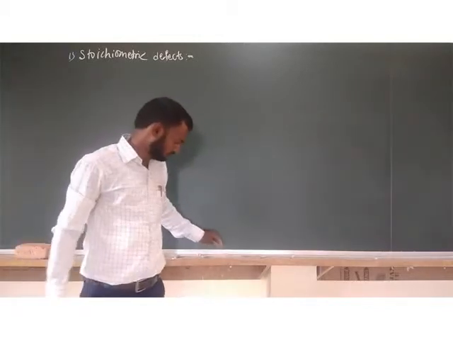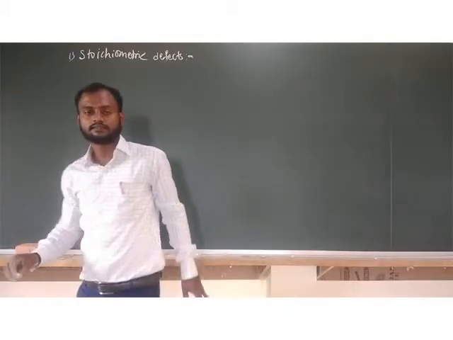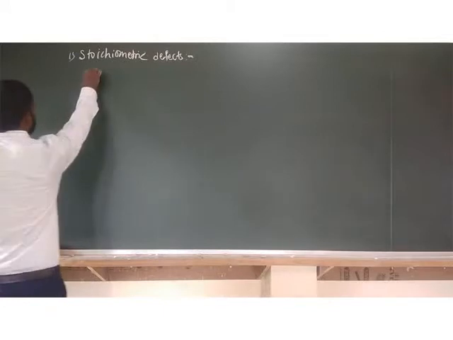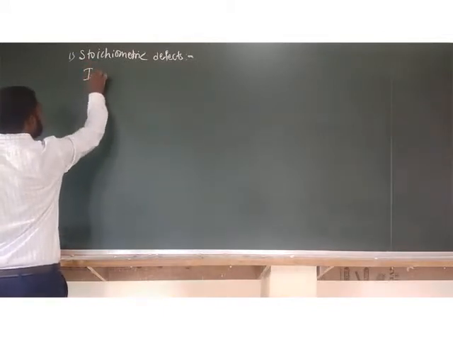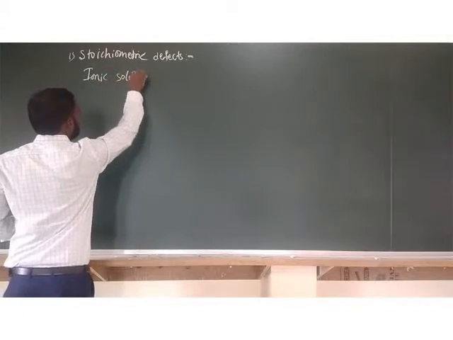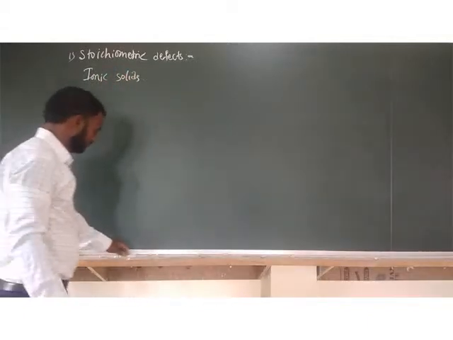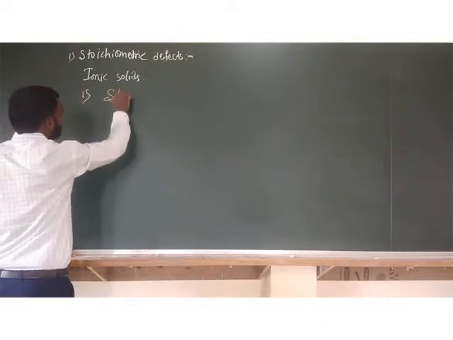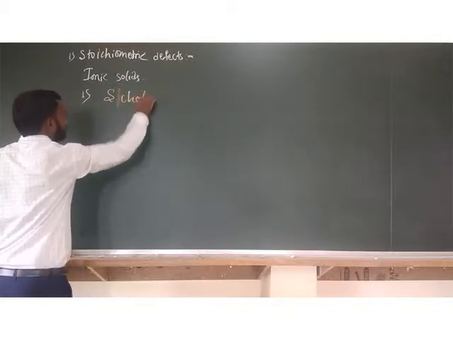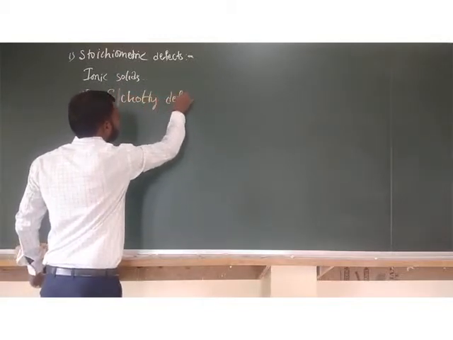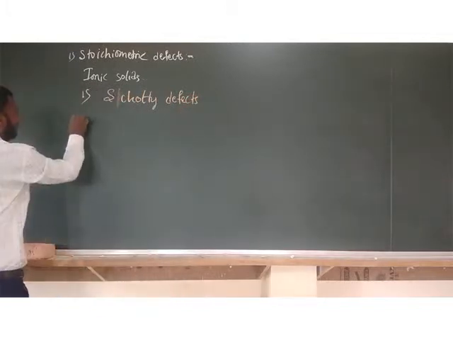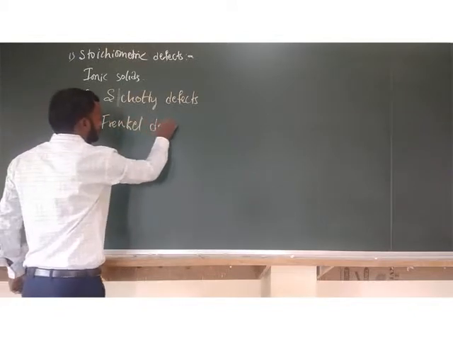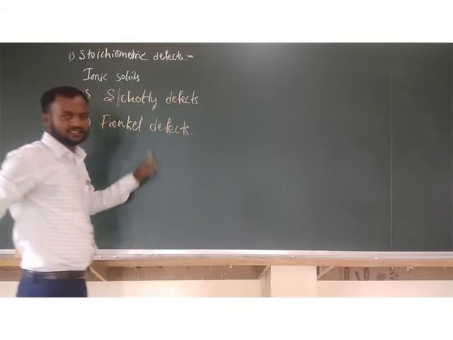So next one, stoichiometric defects. One is the non-ionic solids and another one is ionic solids. In these ionic solids, it is classified into two categories. One is Schottky defects and the second one is Frenkel defects.